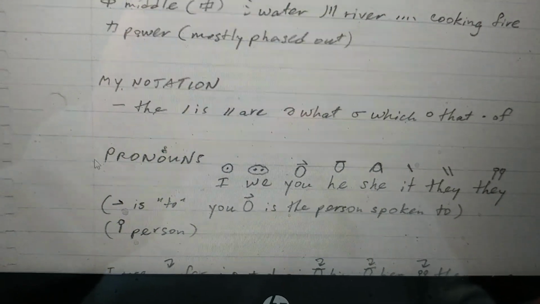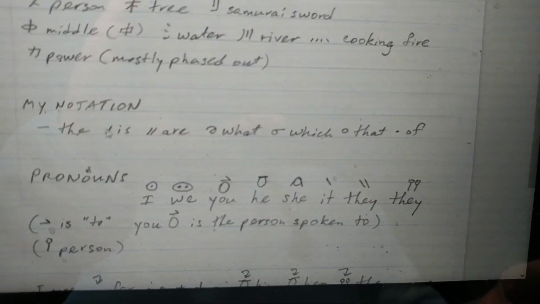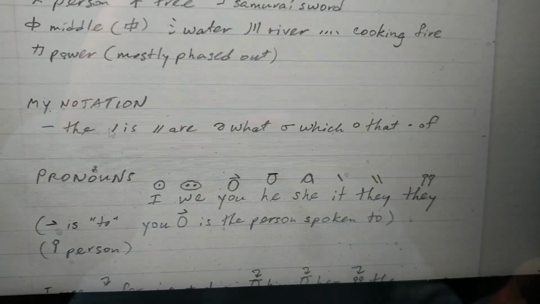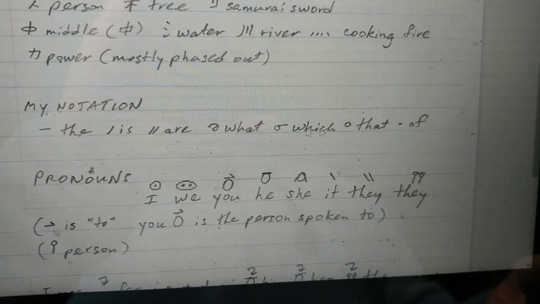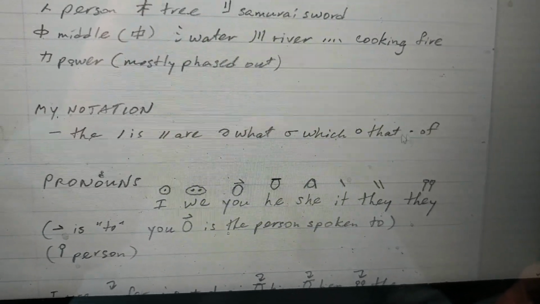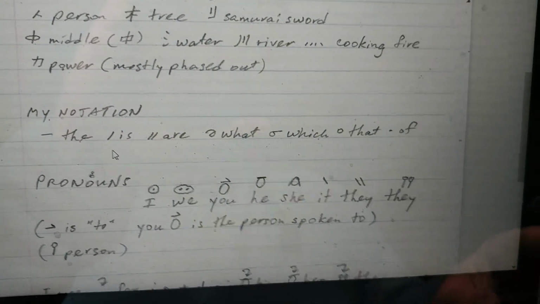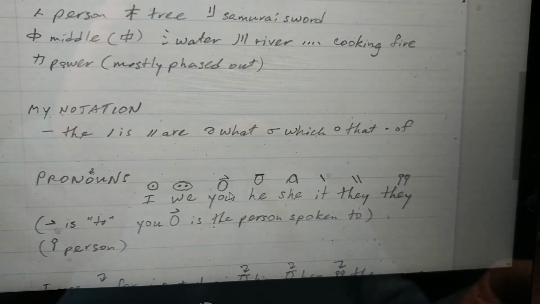My notation, it's just stuff I came up with. I think when I was in high school, I was just trying to write faster and came up with some signs. The, is, are, what, which, that, of. Of course, I use of a whole lot, just a dot. Pronouns. I, we, you.